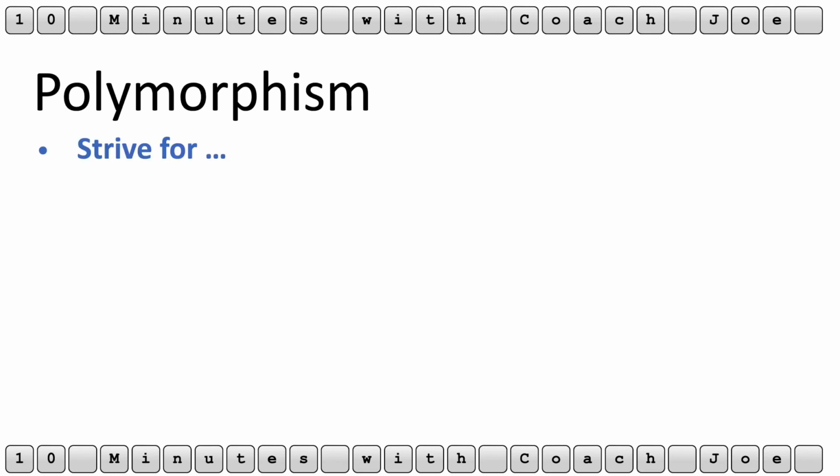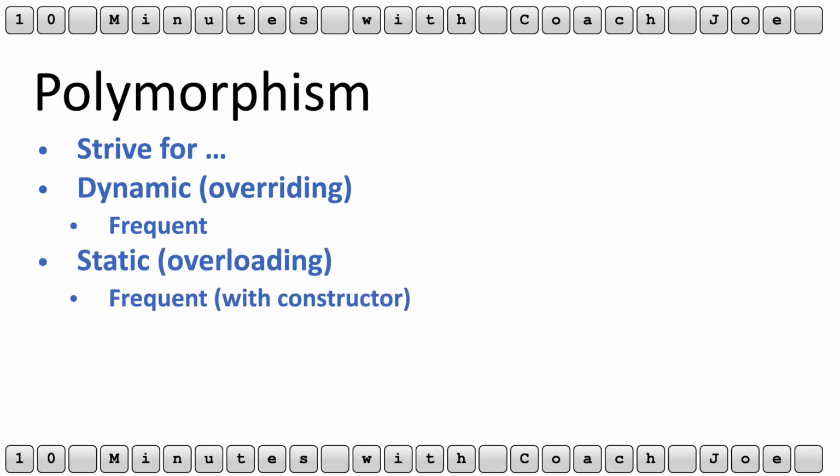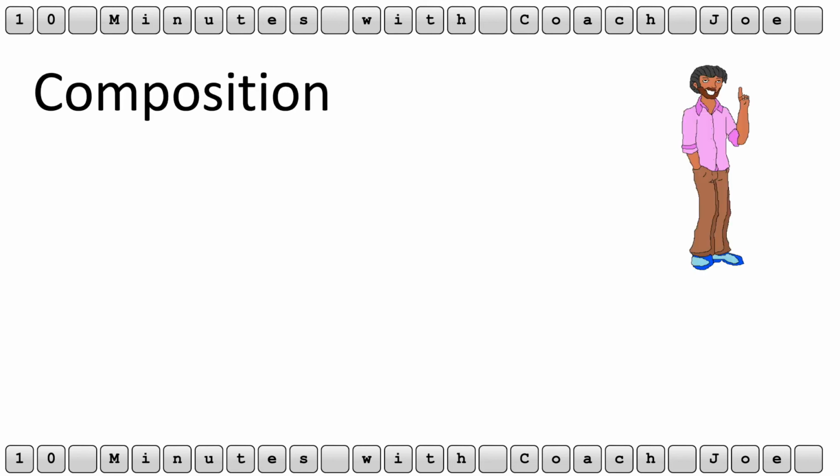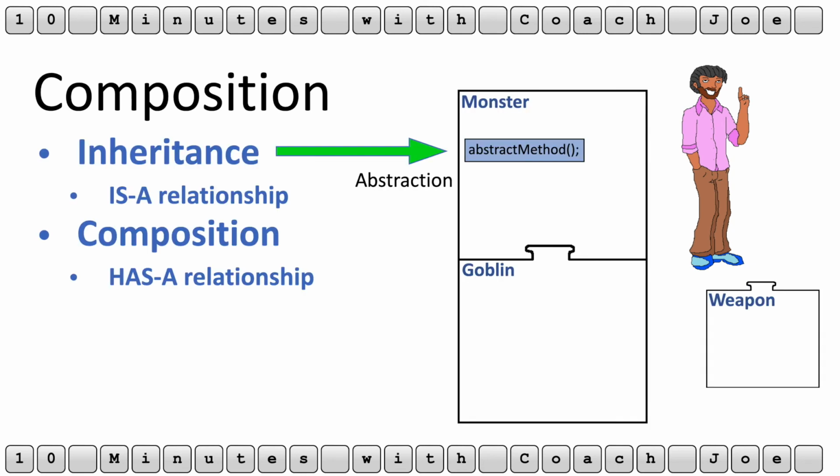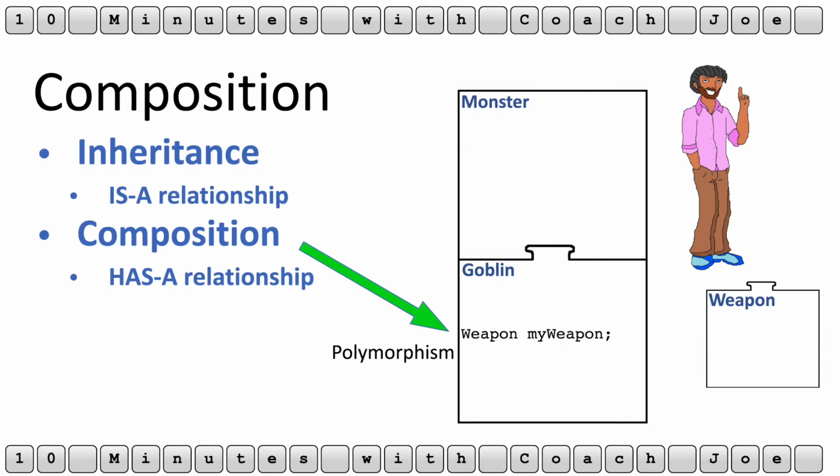Polymorphism is also something you should strive for in your design. Dynamic polymorphism or method overriding is frequently done during inheritance. Static polymorphism or method overloading is not frequently done, but very useful in certain situations. Constructor overloading is common. Object reference polymorphism should be frequently used during composition and abstraction. Try to remember, composition should be favored over inheritance. Use inheritance with abstraction. Use composition and polymorphism to access abstraction.